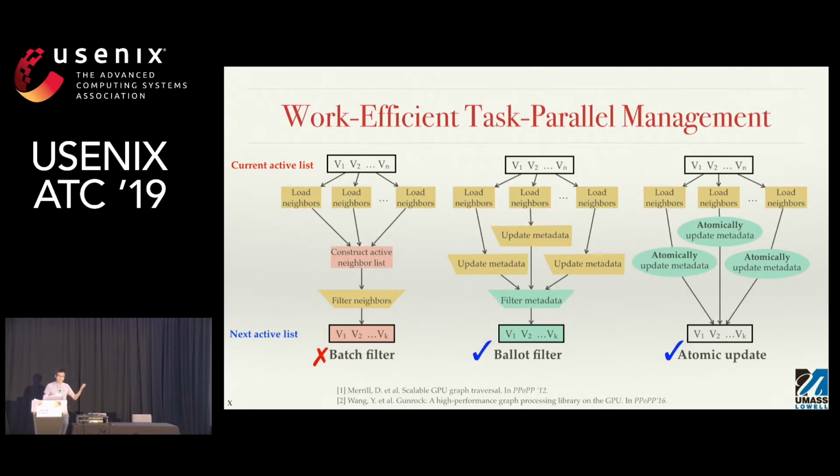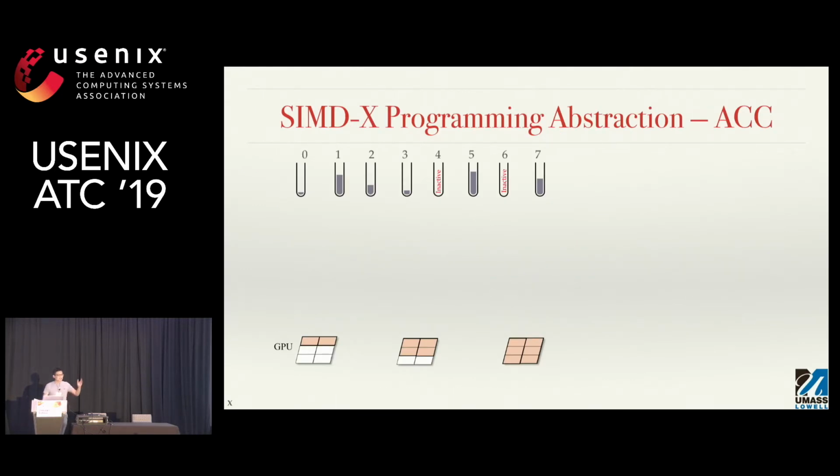So taken together, batch filter is not good because it consumes a lot of memory, and the GPU has very little memory. So we use ballot filter to make it better, as well as consume less memory. And then we said, okay, some iterations may even suffer from scanning to generate active vertices, so we go ahead and use atomic operations to do that. So that's the first part, task management, where only a portion of the vertices are active and how we deal with it.